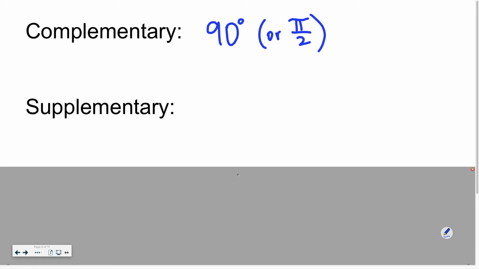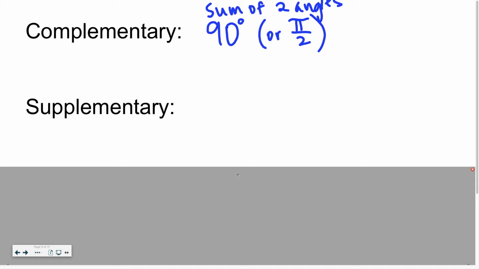Okay, we're at kind of a crossroads here at Pod 5. Who can help them out? Are we talking about one angle or are we talking about two angles? Okay, we're talking about the sum of two angles, all right? The sum of two angles is going to be 90 degrees, or if we're in radians, pi over 2. Okay?